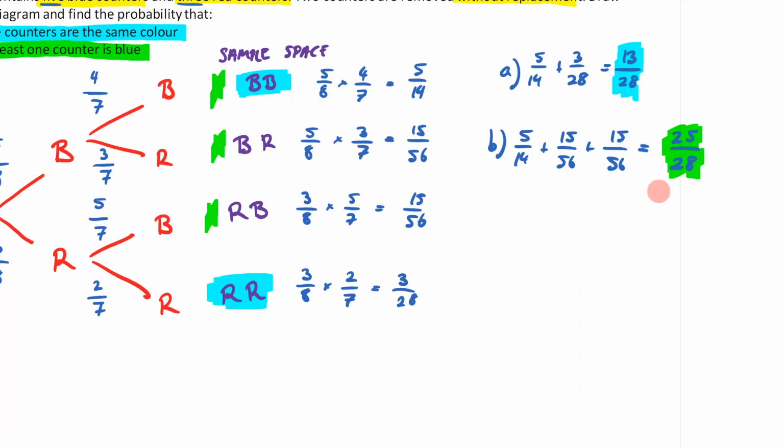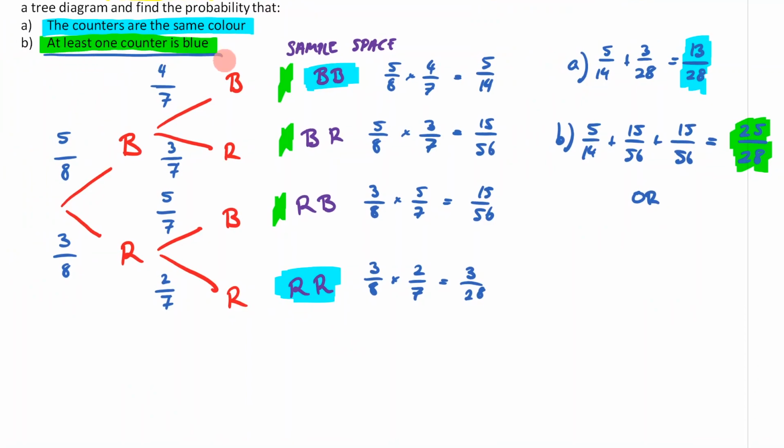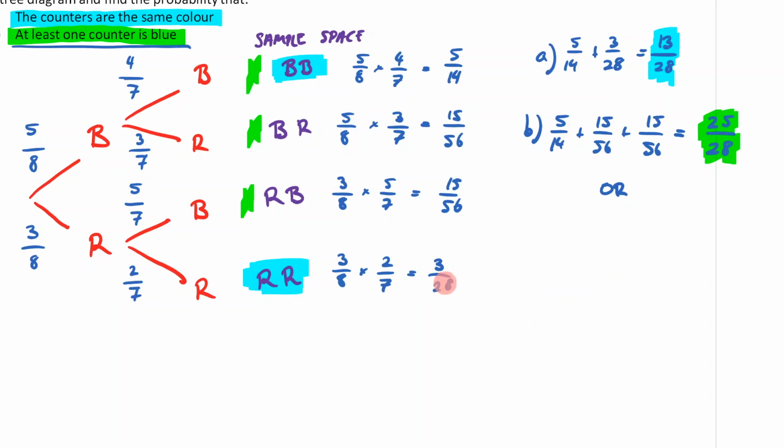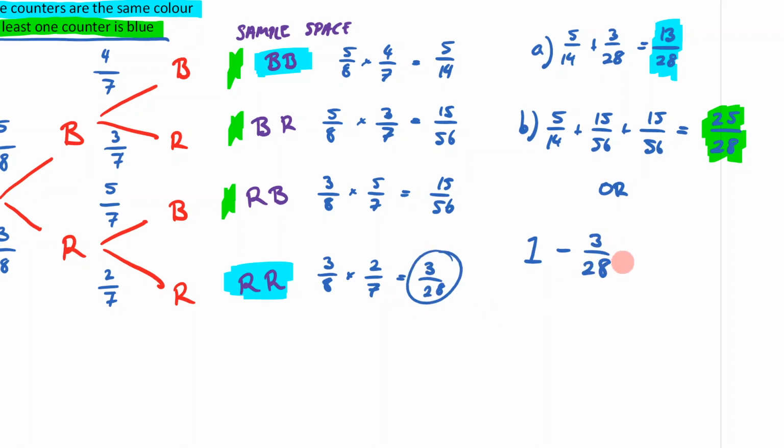Now, is there a better way to do this? There absolutely is, which would save you some time. So let's write or. What you could do is say, well, at least 1 is blue. As you can see here, there was only 1 option that was excluded. So if I went 1, because that's the total possibility of everything, so if I added all of these together, I know that it's going to be equal to 1. So if I went 1 minus this one down here, 3 on 28, that's going to be equal to 25 on 28, because what we wanted was just the sum of all of these probabilities.